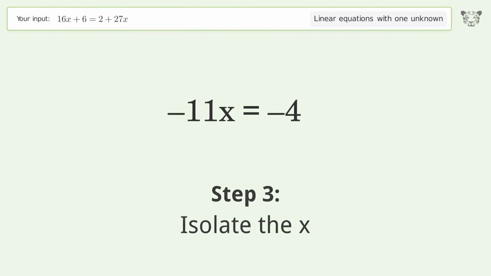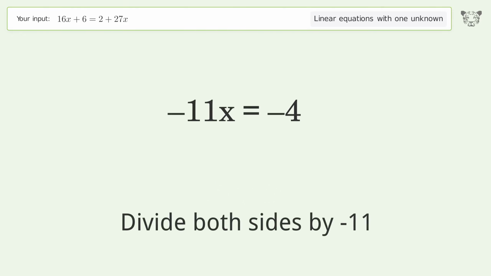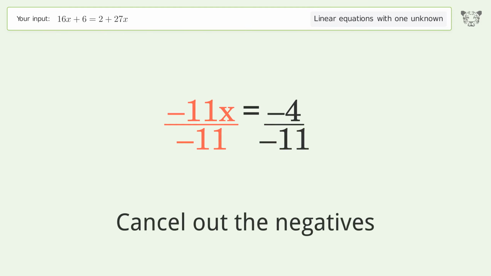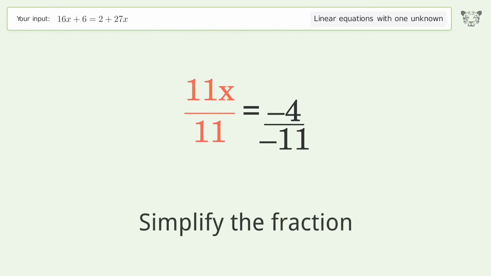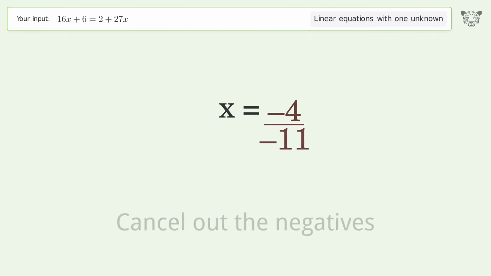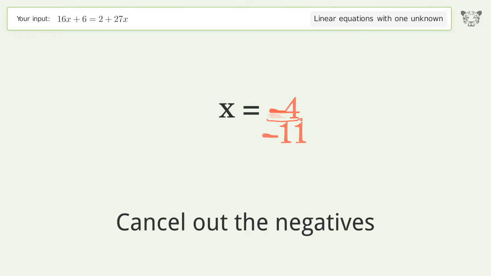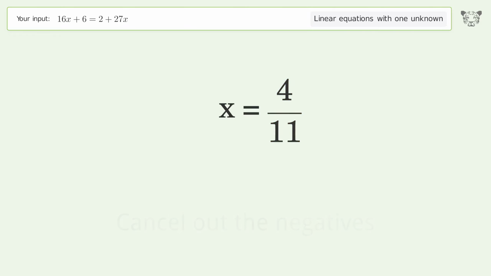Isolate the x. Divide both sides by -11. Cancel out the negatives. Simplify the fraction. Cancel out the negatives. And so the final result is x equals 4/11.